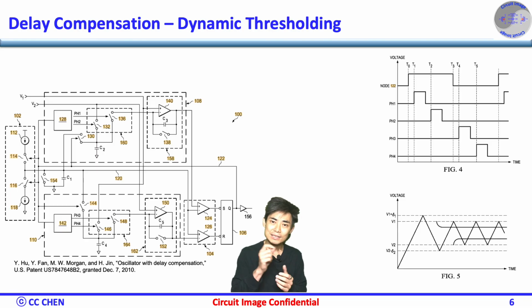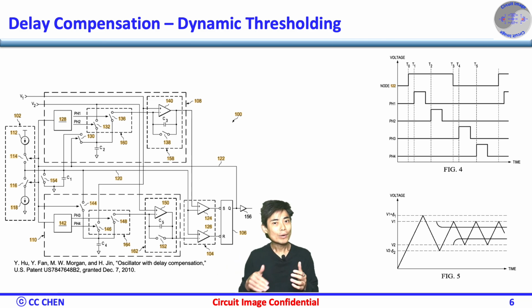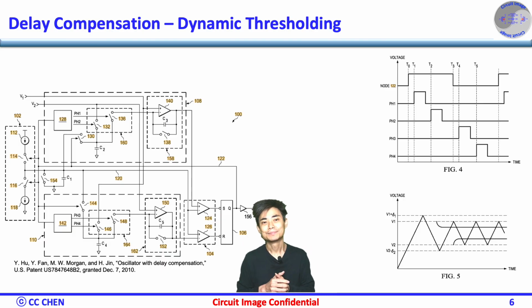Bingo! Instead of fixing the comparator, we shift the target. If the delay causes overshoot, then lower the comparator threshold in advance. Use a feedback loop to track the average DC voltage and adjust the comparator input so that the charging-discharging waveform always ends at the right level. It's like aiming ahead of a moving target.